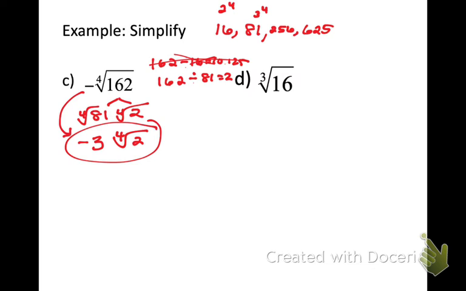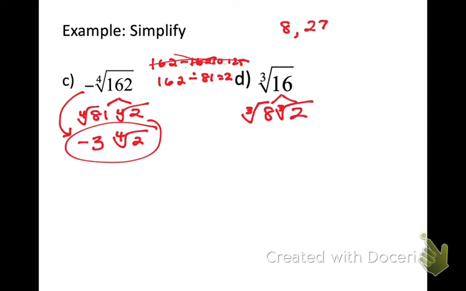Cube roots. I'm going to make a list of cube roots. So 2 to the third is 8. Oops, I probably don't even need to go further. 3 to the third is 27. I've now exceeded my number, so it's got to be 8. So 8 times 2 is 16. Now I'm going to do a cube root of both of those, because the cube root of 8 times the cube root of 2 is the same as the cube root of 16. Cube root of 8 is 2, and you're left with a cube root of 2.